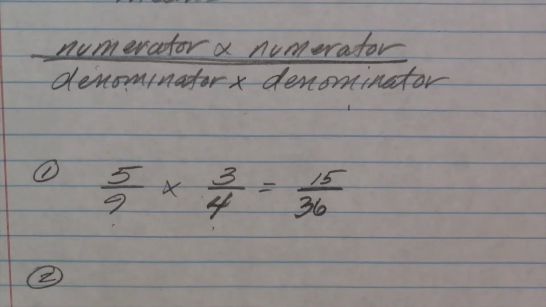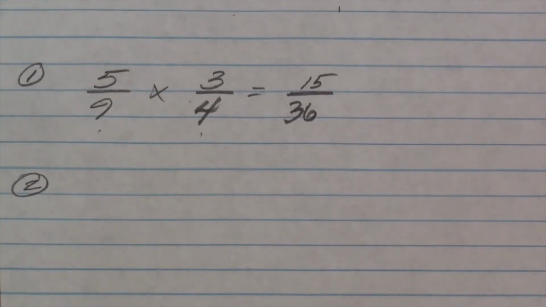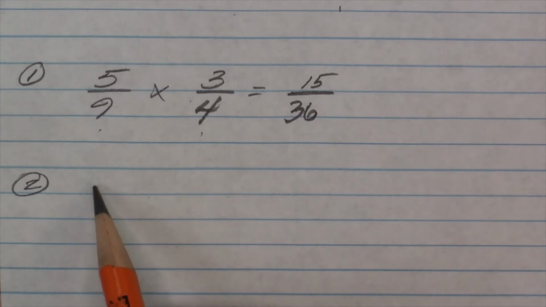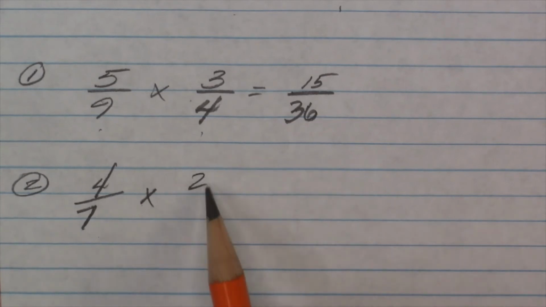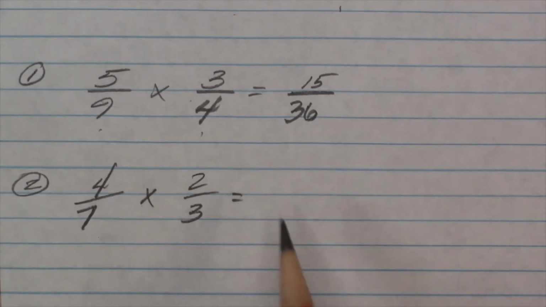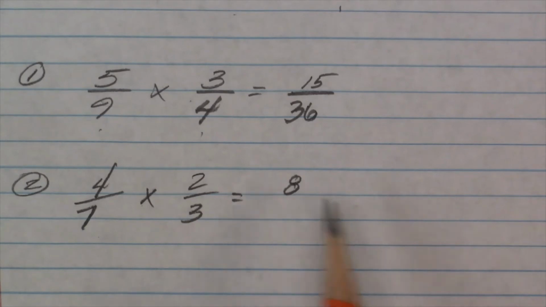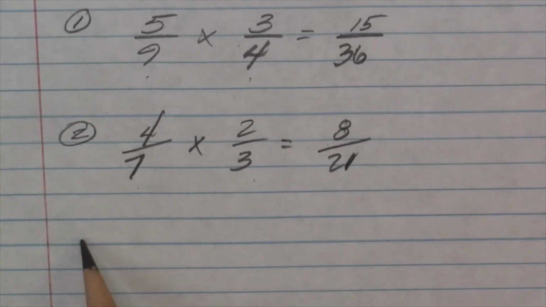All right, example number 2. And as you can see, I'm making it up right now because it's so easy. 4 sevenths times 2 thirds. 4 times 2 is 8. 7 times 3 is 21. We just multiply across.